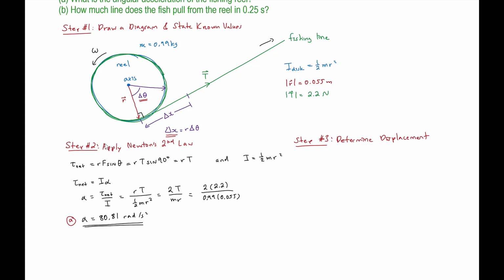So this seems like a rotational kinematics question. We already have t being equal to 0.25 seconds. We're trying to find delta theta. We already know the angular acceleration, which is 80.81, which we just solved for.